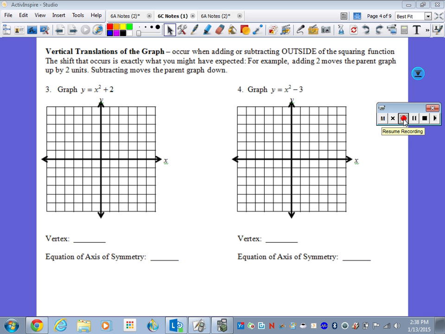Okay, so now we're going to do some vertical translations. And so notice what you see here. It occurs when adding or subtracting outside of the squaring function. And it does exactly what you think it might do. So adding 2 will move the parent graph up 2, and subtracting moves it down. So now you're going to see what happens because I'm going to put both of these on the graph.